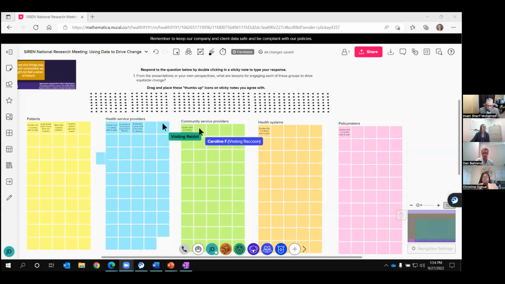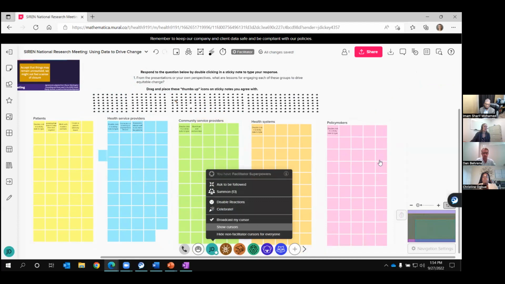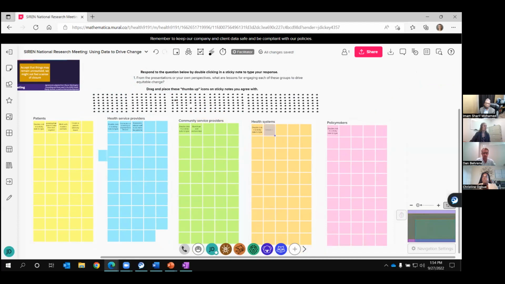So in today's presentation, we heard from our presenters about social needs screening and navigation, and those processes require working with patients, health service providers, community service providers, health systems, and policymakers. And so a question for the room today is, from the presentations or from your own perspectives, what are some lessons learned for engaging each of these groups to drive equitable change? So I'll give you all a few moments to double click into a sticky note to type your responses. Again, if you're having trouble accessing Mural, you can answer the question in the chat.